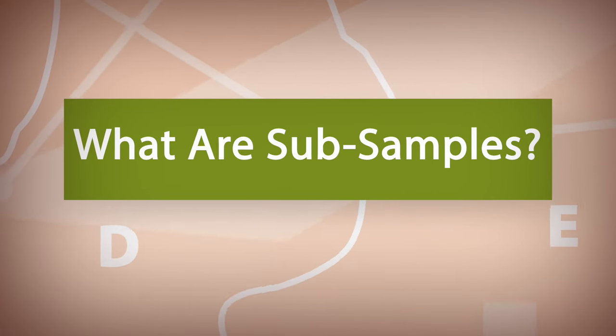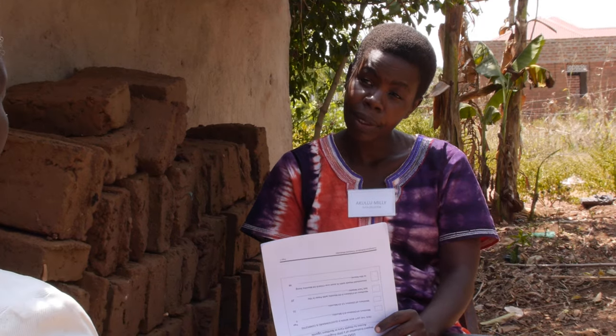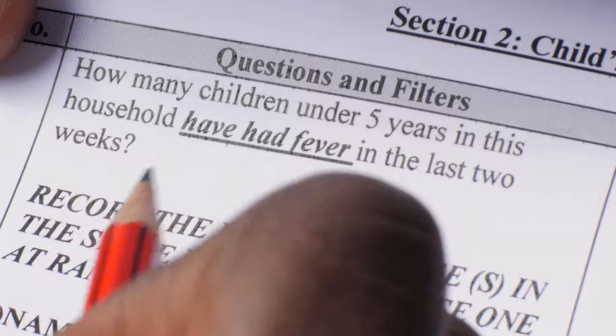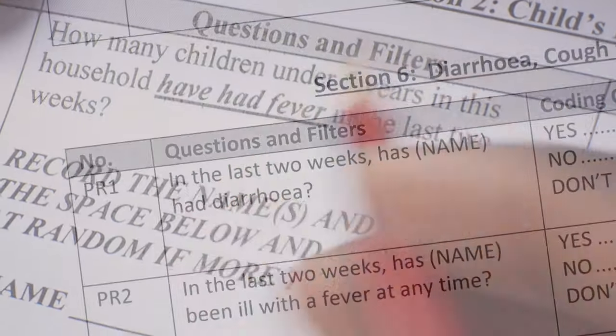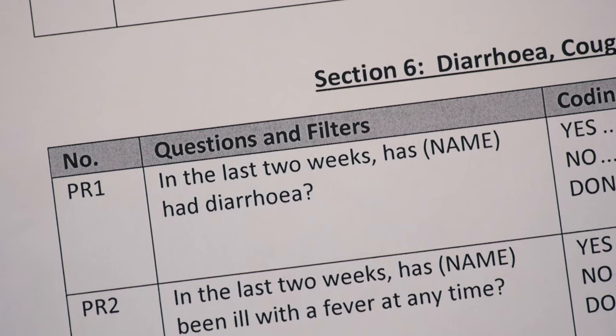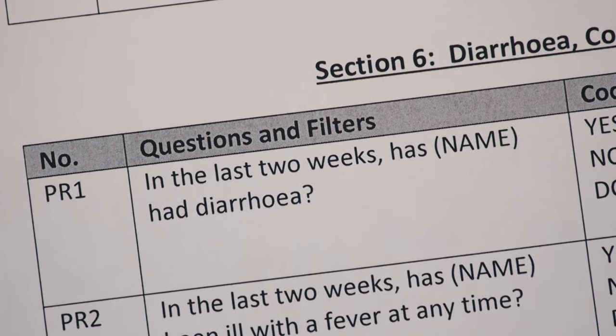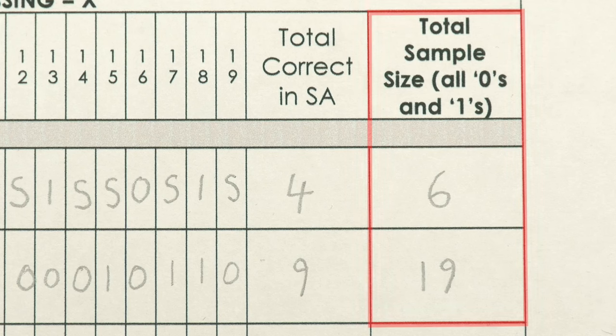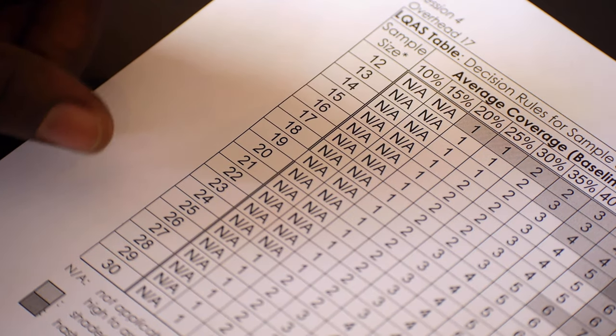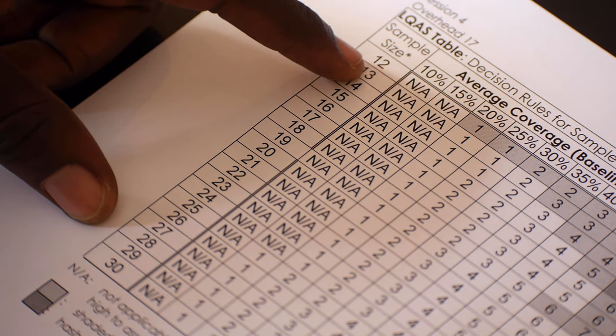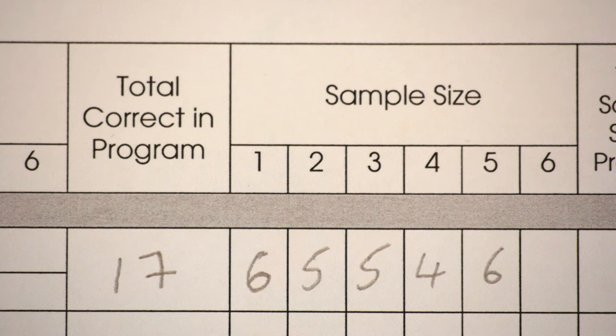What are subsamples? Anytime there is a question which may only apply to a portion of the respondents, this is called a subsample. For example, if you're asking questions which apply to children who have had diarrhea in the last 2 weeks. Because this question won't apply to everyone, you probably won't have data from all 19 questionnaires for this question. If, say, only 6 people have responded to the question, then this sample is much too small to use the LQAS table for the supervision area. That number won't tell us anything useful about that supervision area.